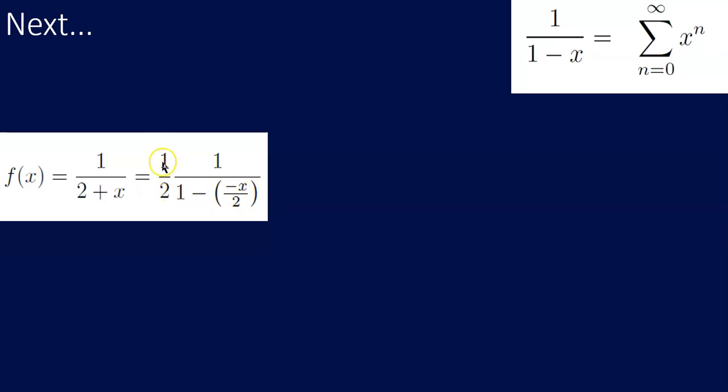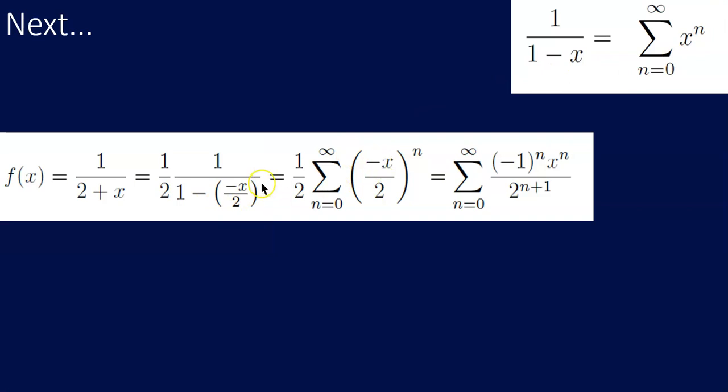So this 1/2 is just a constant we're going to stick out front, and this is my 1 over 1 minus crap. Crap goes in for x. So you've got negative x over 2, all raised to the n, and that 1/2 is on the outside for now. So I can distribute the n, so I'll have negative 1 to the n, x to the n. On the bottom, I have 2 to the n, but I've got 1 more from the outside, which I will distribute through. So now I have 2 to the n plus 1. So that is my formula for 1 over 2 plus x.